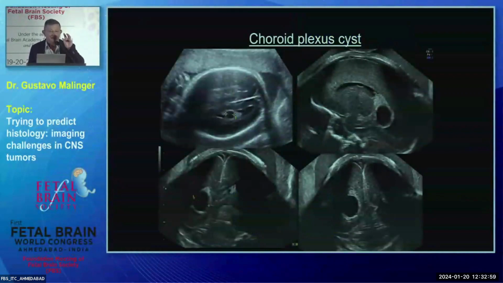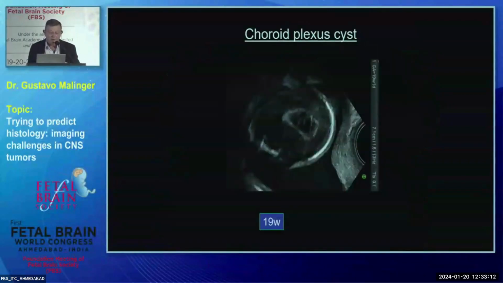They enter the side ventricle and they go out. They enter and they go out. So they can produce ventriculomegaly. The ventriculomegaly may disappear and may appear later on. Usually the prognosis is good.